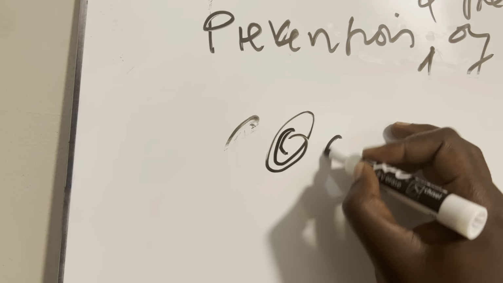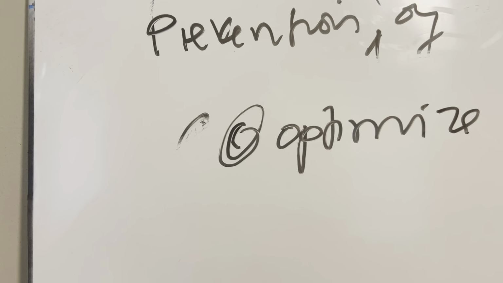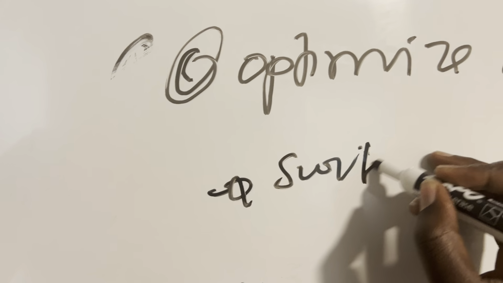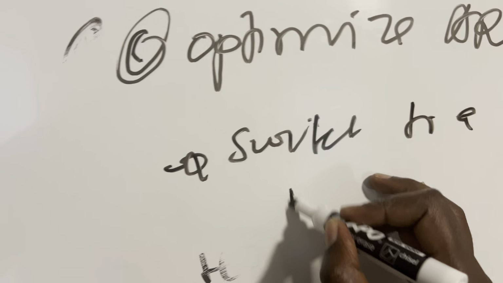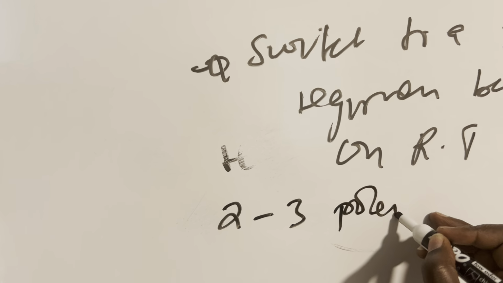So you have to optimize the ART regimen and switch to a new regimen based on the resistance testing results. Use a regimen with at least 2, preferably 3 fully active drugs. So you can give a regimen of 2 to 3 potent drugs.